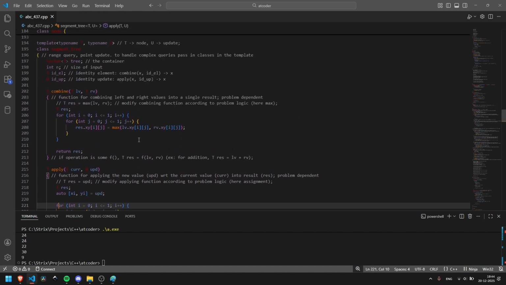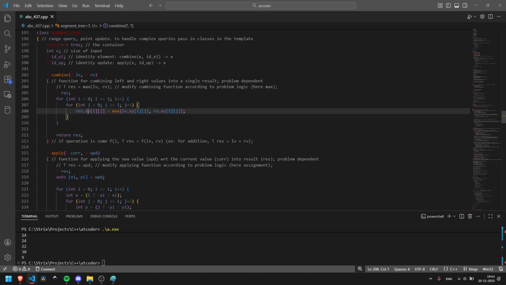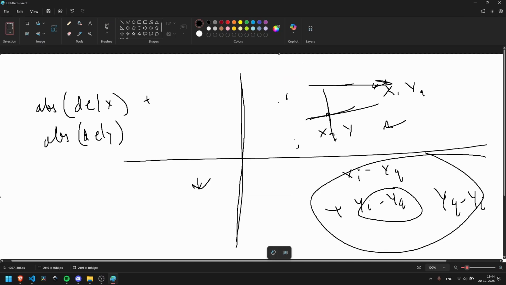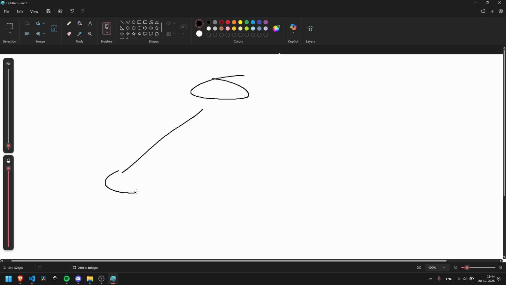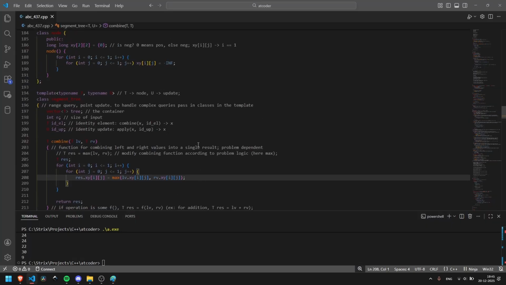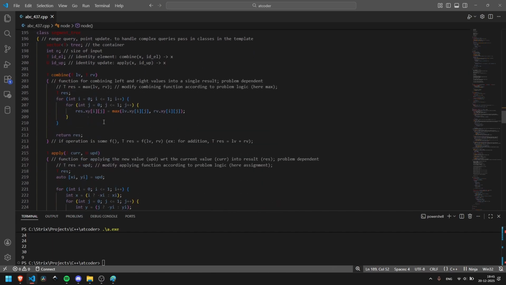And this is the combine function. The combine here is trivial, since we have assumed this is our current node, this is our left child and this is our right child. We have a 2D matrix here and a 2D matrix here. We just want the best result for all 4 values, so we can just combine them naively.